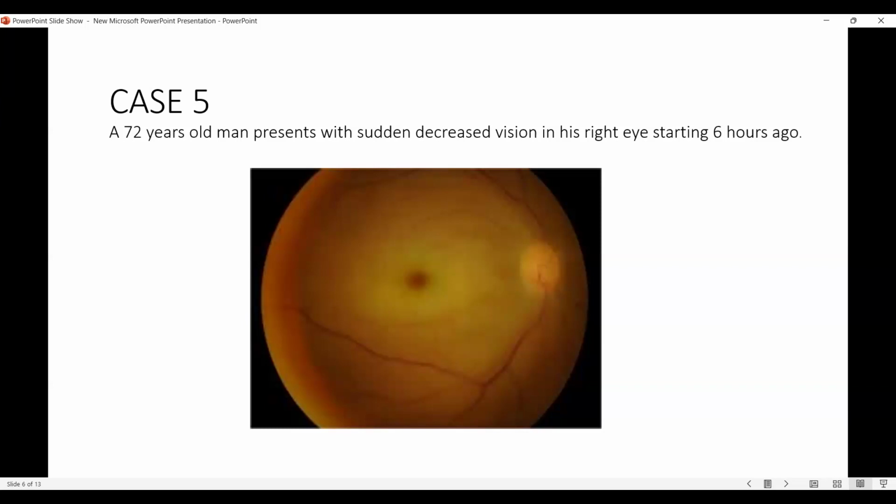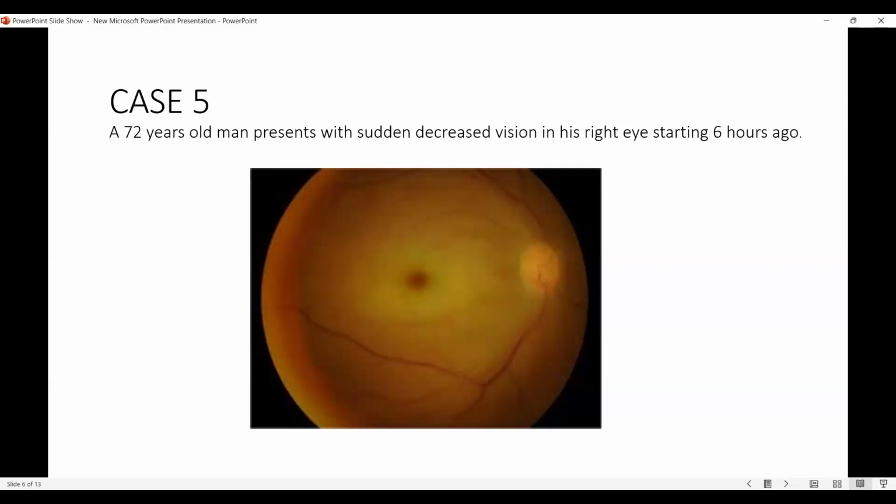Dr. Anirban, okay. So there is a cherry red spot at the macula. Yes, that is what the examiner wants you to tell. And what is the most likely cause?